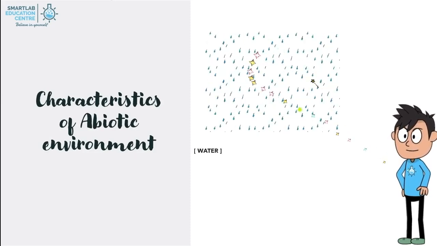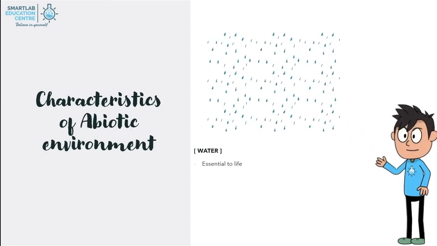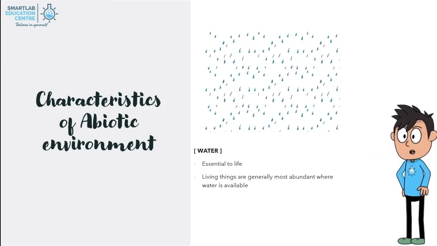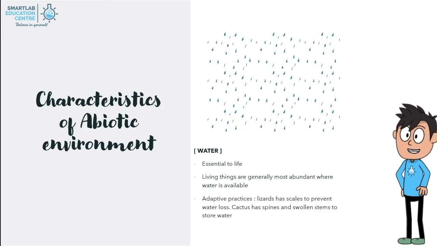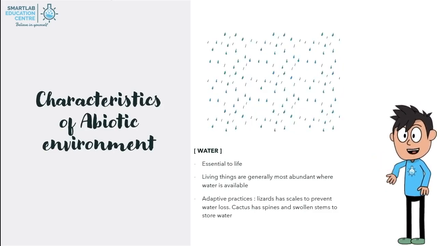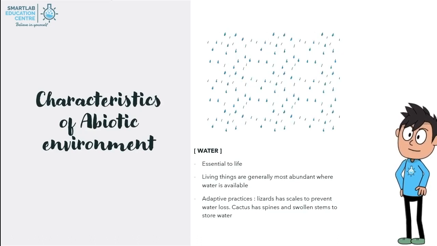Water. It is essential to life. Living things are generally most abundant where water is available. Adaptive practices. Lizards have scales to prevent water loss. Cactus has spines and swollen stems to store water.